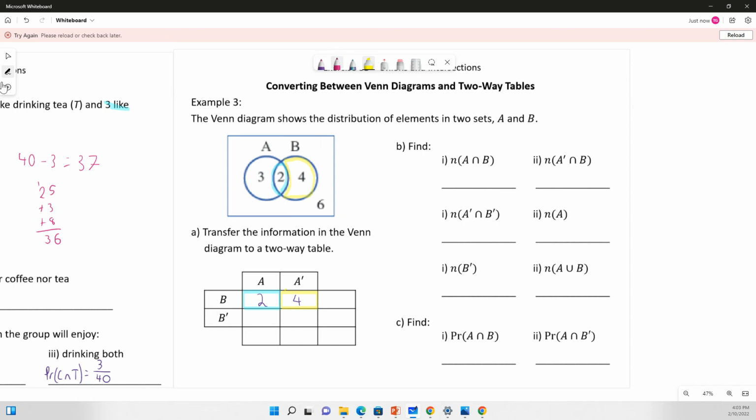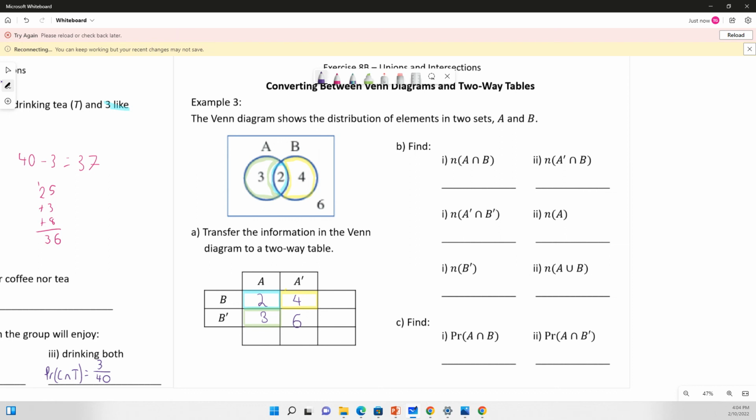All right, next we've got down here. What is in A that is not in B? So that is going to be this section here. It's 3. And then finally, how many elements are in neither A nor B? That is 6.